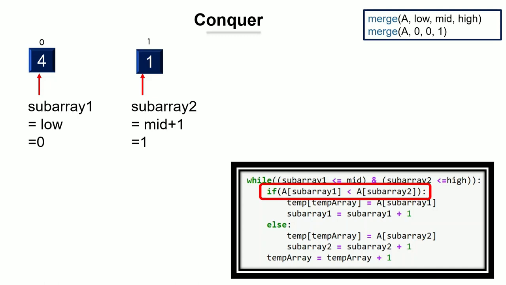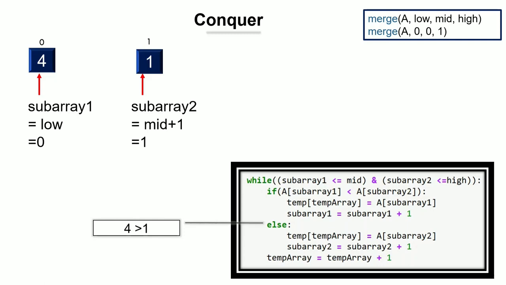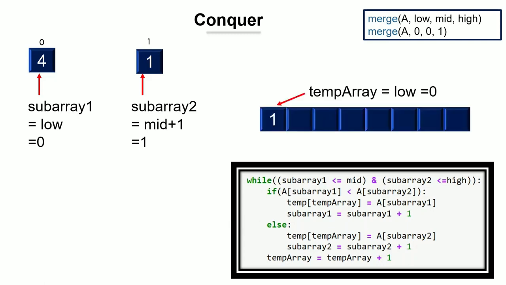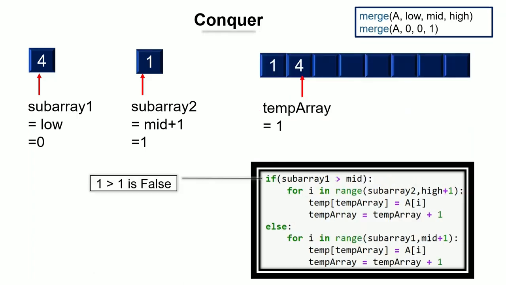We check the value in subarray 1, which is 4, with the value in subarray 2, which is 1. 4 is greater than 1. And so we write into the temporary array the value 1. And then we move the pointer in subarray 2. Now the value goes to 2. The index in the temporary array moves from 0 to 1. We see that subarray 2 has moved from 1 to 2, and the entire sublist we have completed processing, whereas there is still one element left in subarray 1, which is 4.